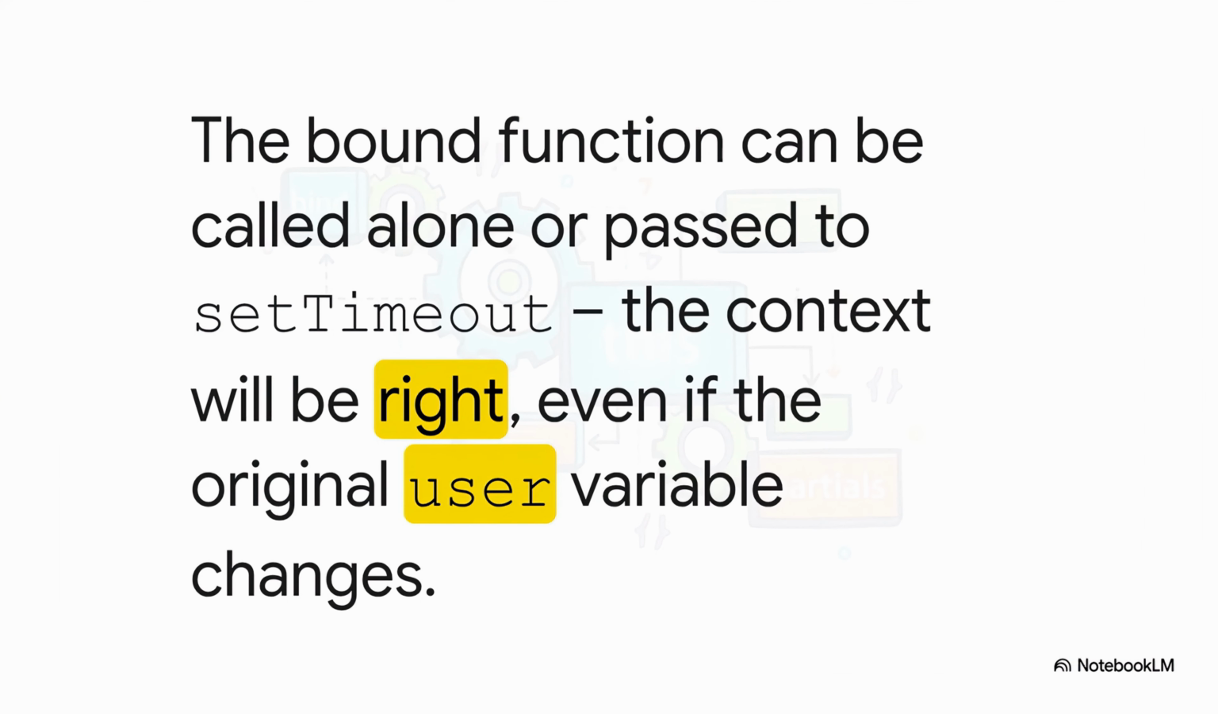And that's really what makes bind so essential. It makes your code so much more robust. The bound function carries its own context with it, wherever it goes. This makes your code predictable and totally immune to those weird bugs we saw with the wrapper. It's for sure the right way to do it.